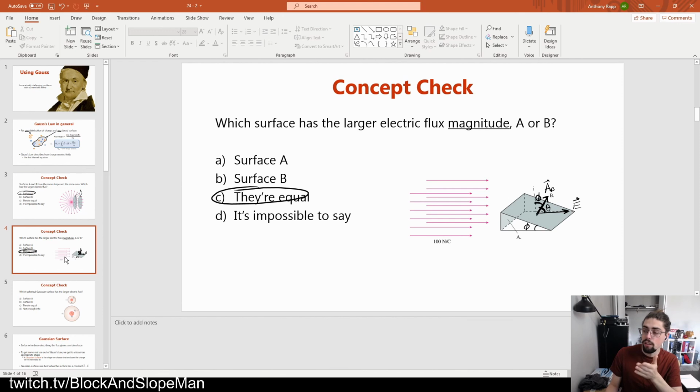But what we're basically seeing here is that despite the fact that they are different areas, the fact that face B is at an angle and is not perpendicular to my electric field means that the electric field is not just straight passing through this thing, right? It's not maximizing that electric flux. There's an angle to it that means we're getting essentially diminishing returns.